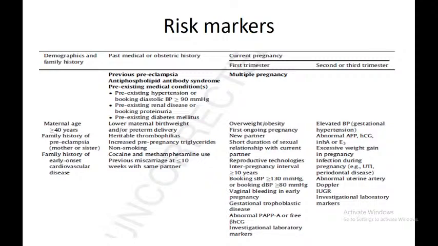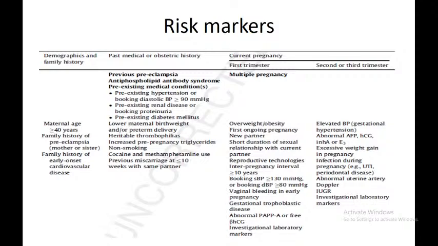So all these are considered to be risk markers for the development of pre-eclampsia. Remember, it is the maternal age, the family history of pre-eclampsia and the family history of early onset cardiovascular disease, and we need to know what past medical history we need to elicit, and even in the obstetric history, what are the things that we see in the previous pregnancies and in the current pregnancy.